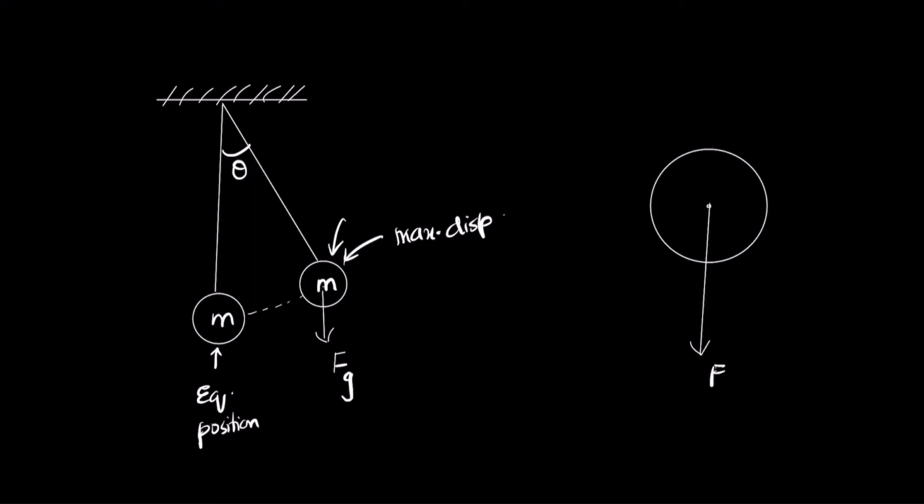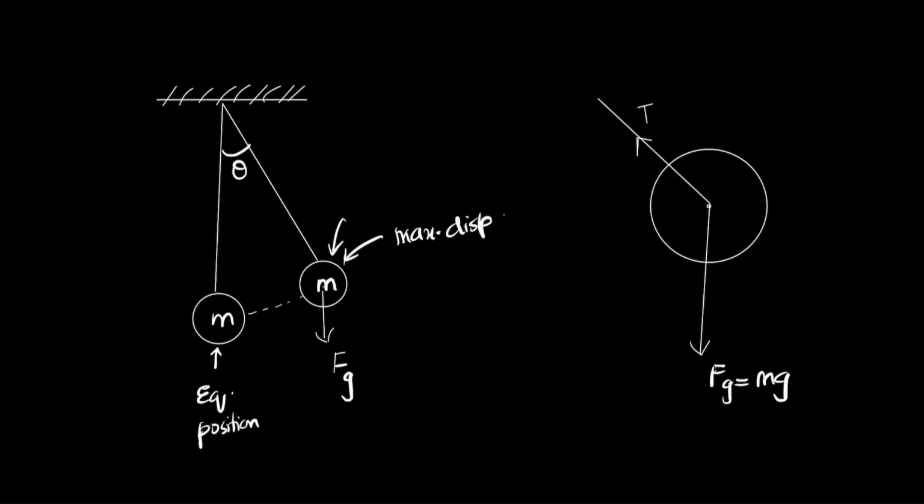So this is Fg, which again equals mg. Now you have another force, which is the tension of the string along the path of the string. So which can be written like this. So this is the tension P of the string.